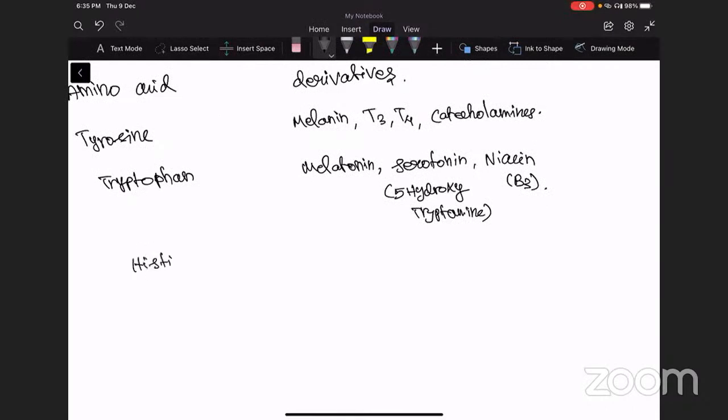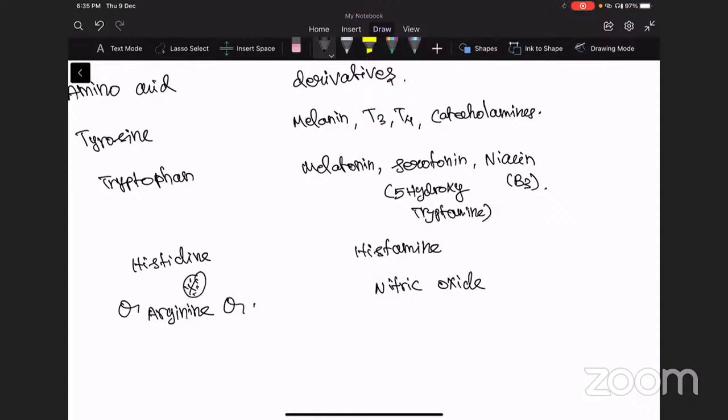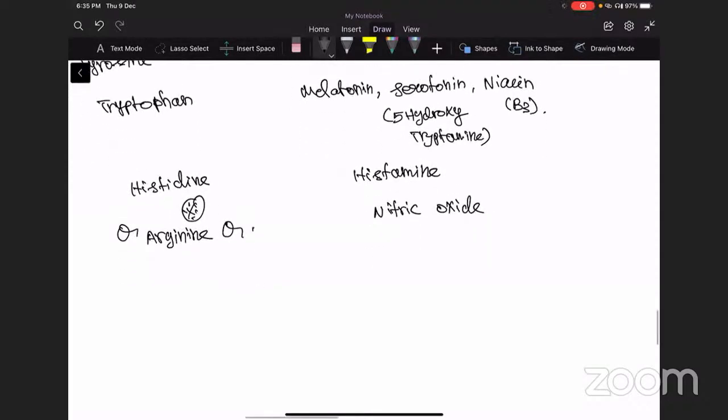Histidine gives histamine, and arginine gives nitric oxide. This also has been asked in the exam multiple times. Arginine gives nitric oxide.